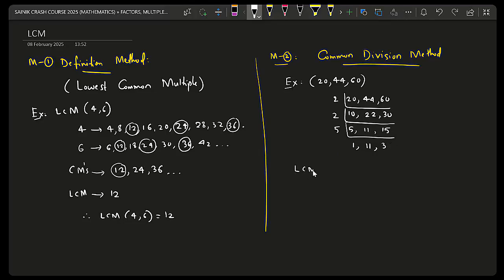Then we can find the LCM: 2 into 2 into 5 into 11 into 3. No need to consider the 1, because anything into 1 stays the same. Keep 2 and 5 separately. Why? Because it's going to create 10 and we can add 0 easily at the end. 11 threes are 33. 33 into 2 is 66. And for this 2 into 5, put a 0 here. So 660 will be the answer. This is the common division method. And next we have method number 3.